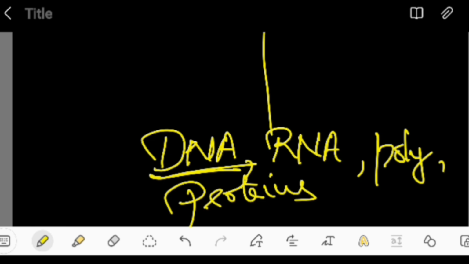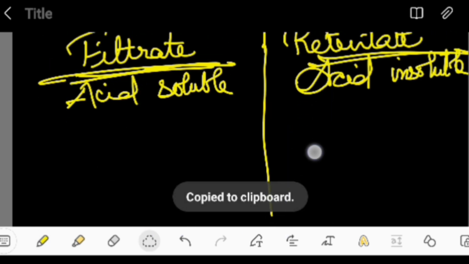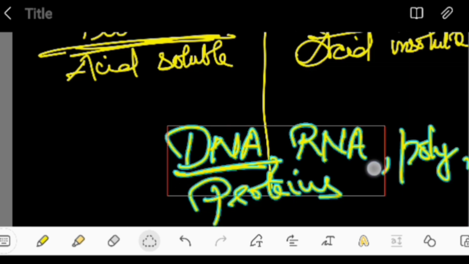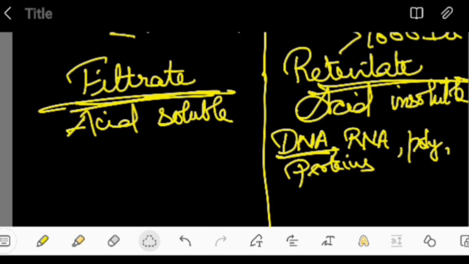So what will it be? Of course, there is no doubt in it. It will be macromolecules. All of them will be macromolecules. DNA, RNA, polysaccharide, protein, everything is a large substance and they will be macromolecules. That we learned.